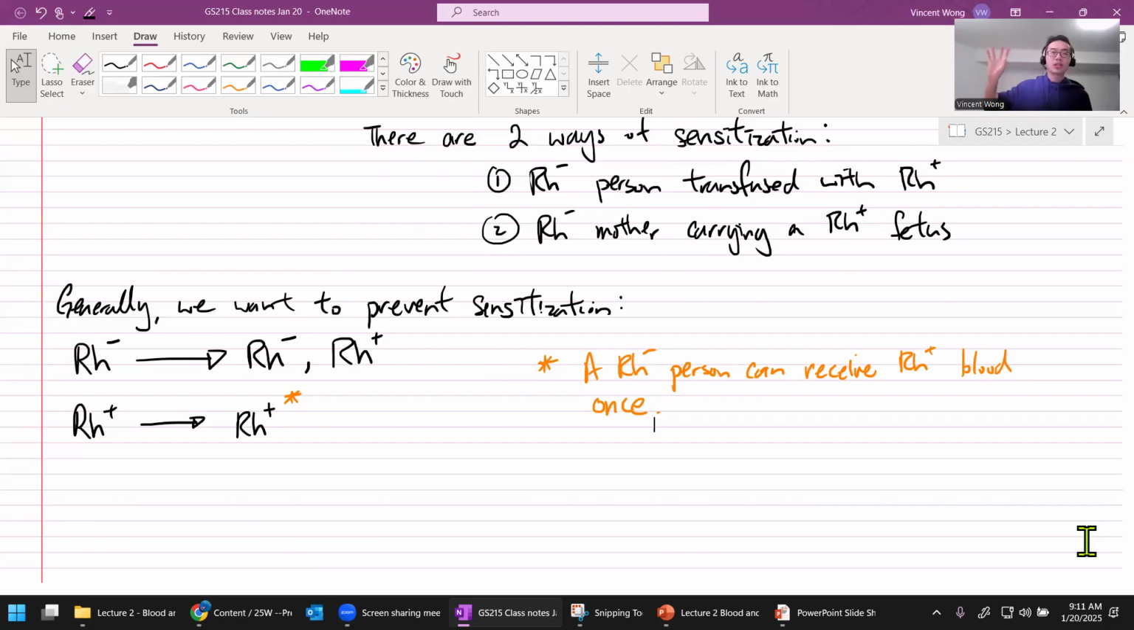For all the questions you will be doing on the test, whenever we are doing blood transfusion and I ask you if it's okay, if it's safe or not safe, you have to assume you are trying to prevent sensitization. So even though it's okay for negative people to receive positive blood once, you don't want to do that in the questions. Okay, we assume we're trying to prevent sensitization always.